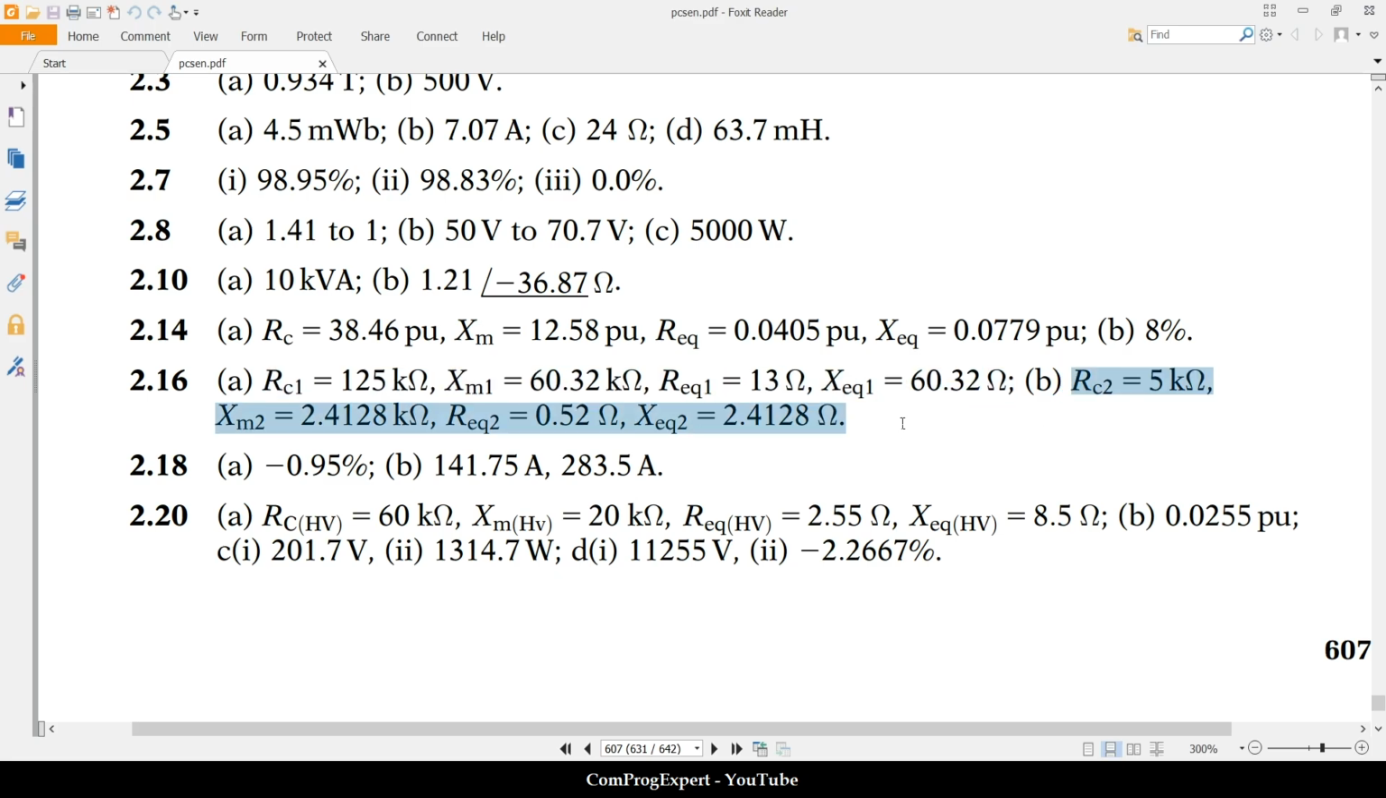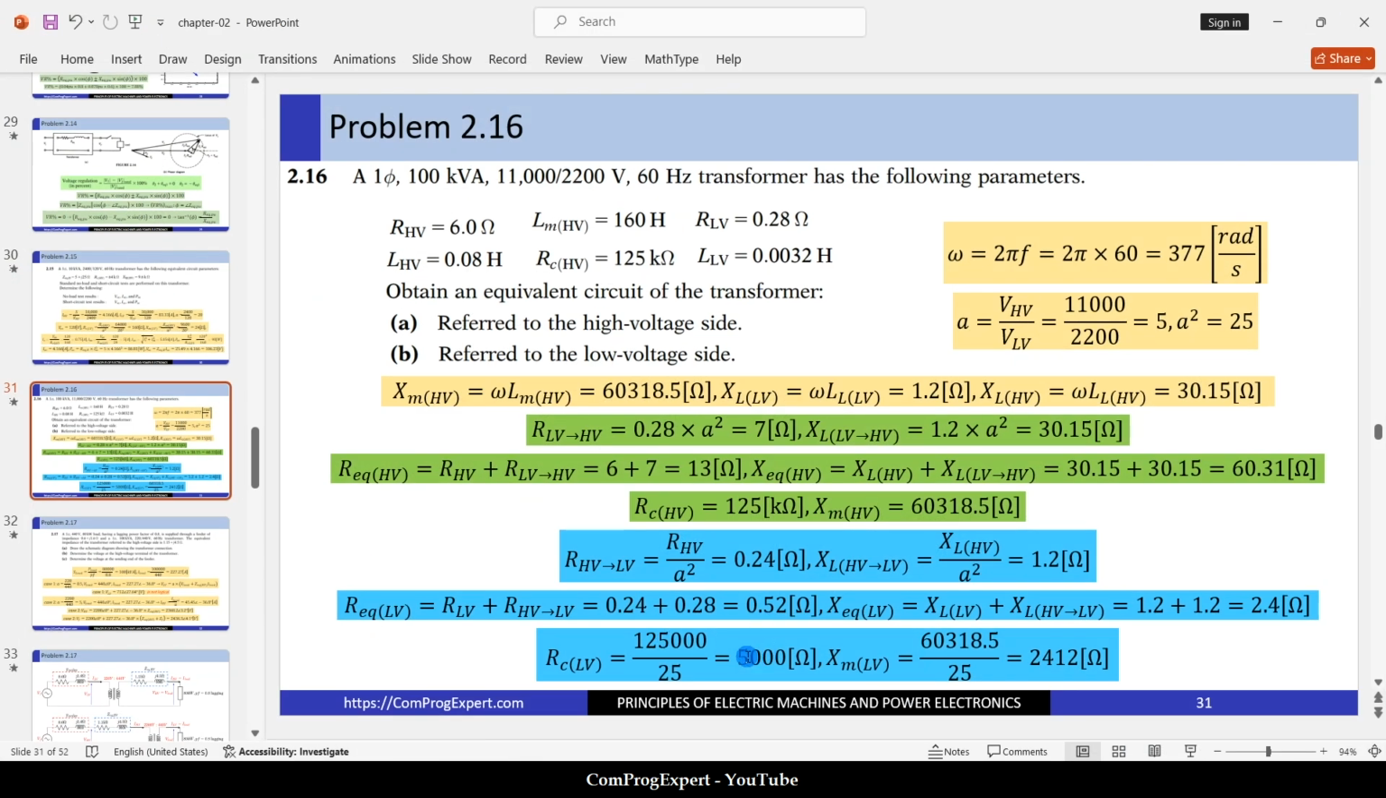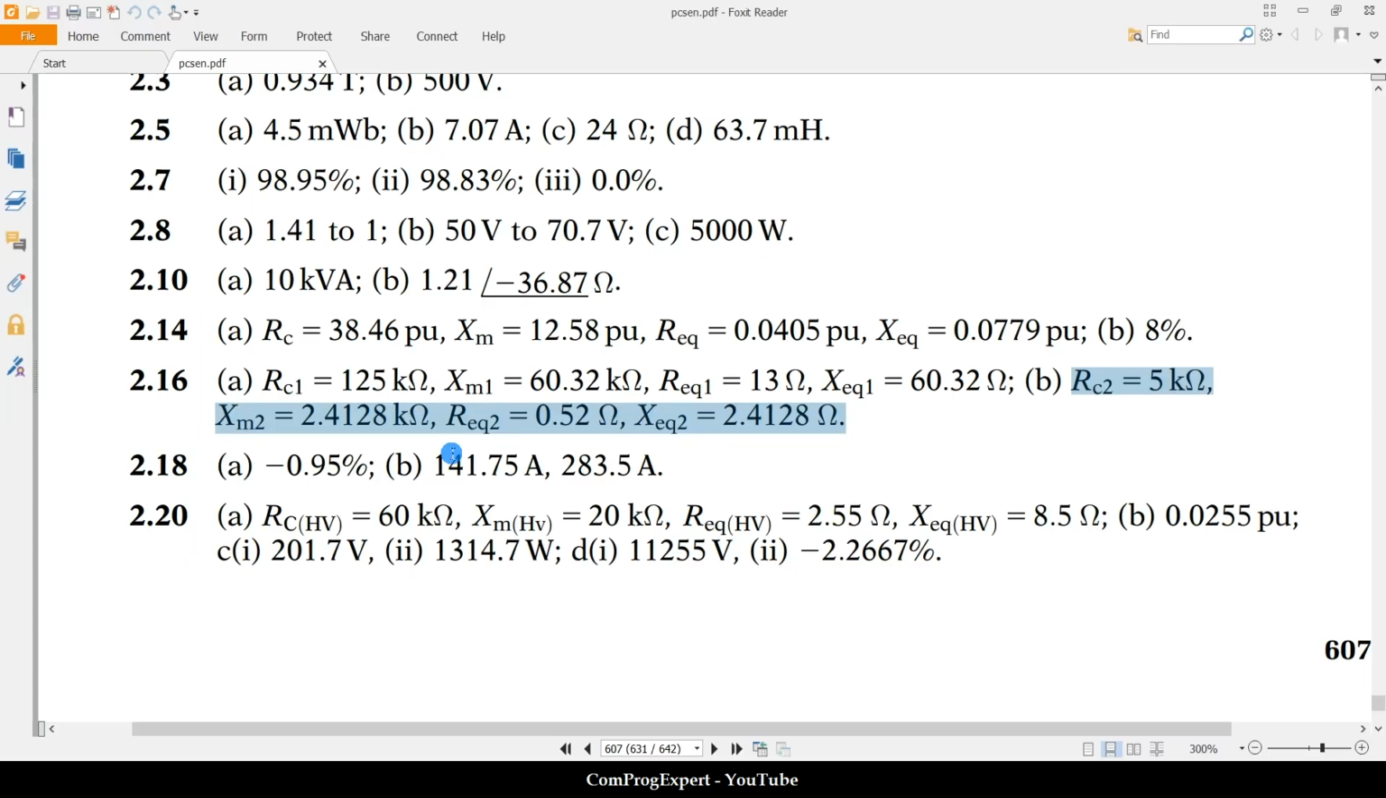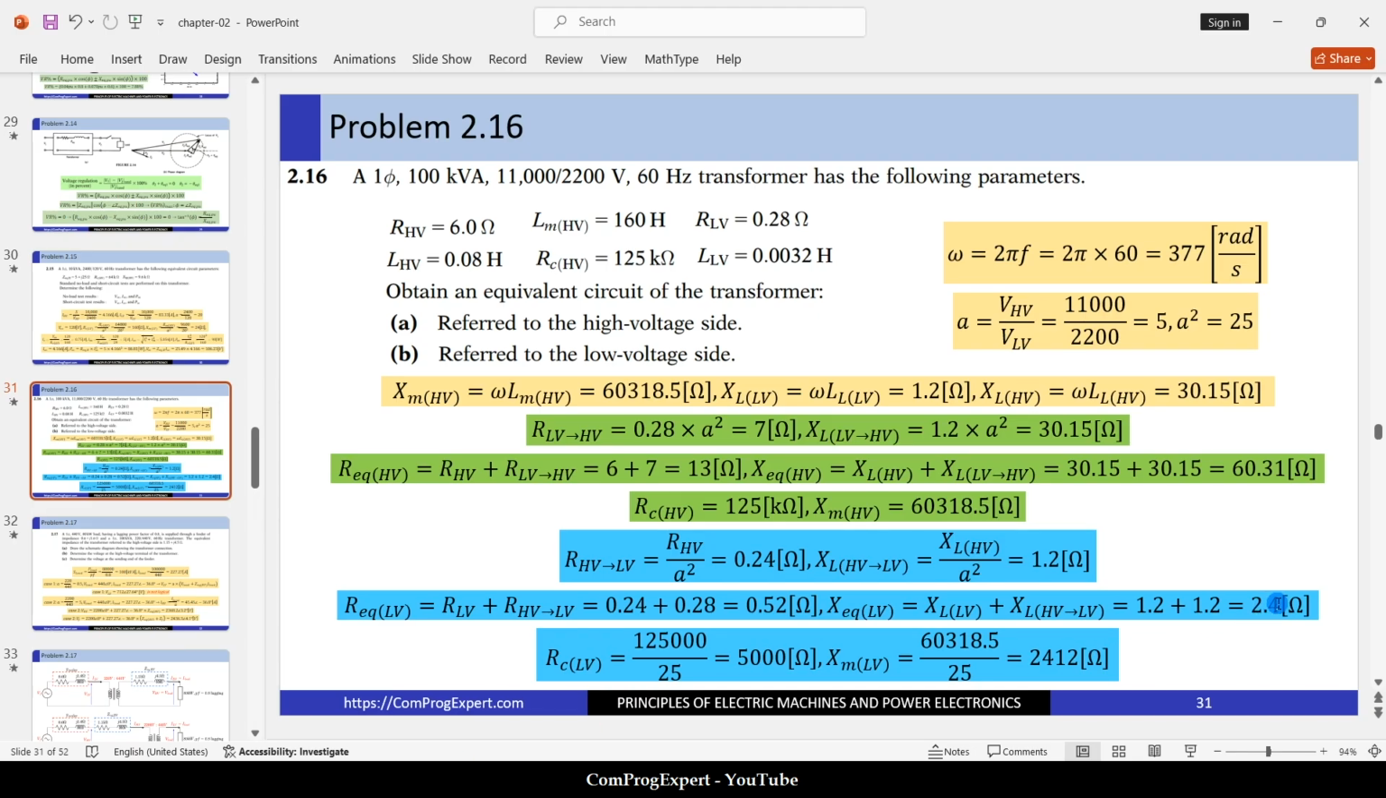What about the low voltage side? 5, 2.4, this is 5 kilo ohm, 2.4, and the value of the R equivalent is 0.52. Yes, finally 2.41. Yes, so we did these calculations correct.